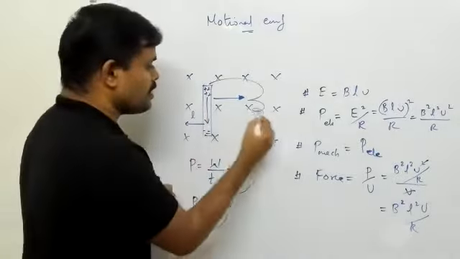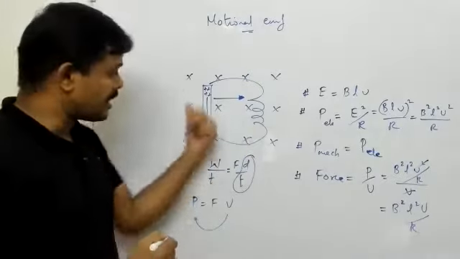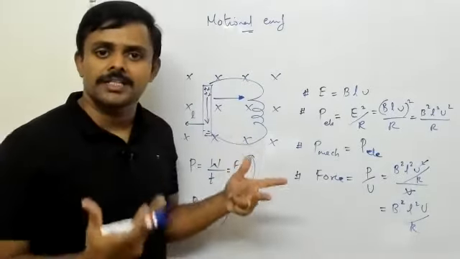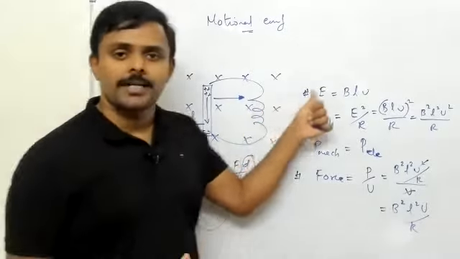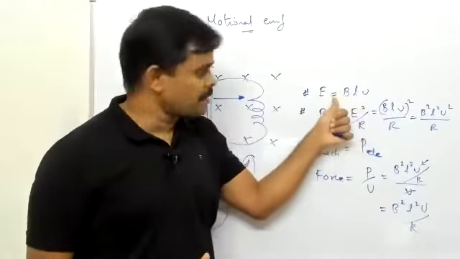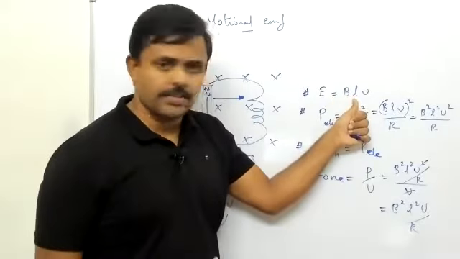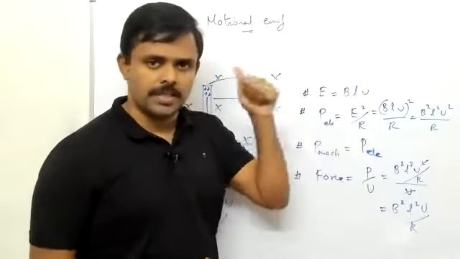If you connect a bulb here, the bulb will glow because there exists an EMF now, which can create a current. Understood? This EMF is given by BLV. B is magnetic field strength, L is the length of the conductor, and V is the velocity. All right.